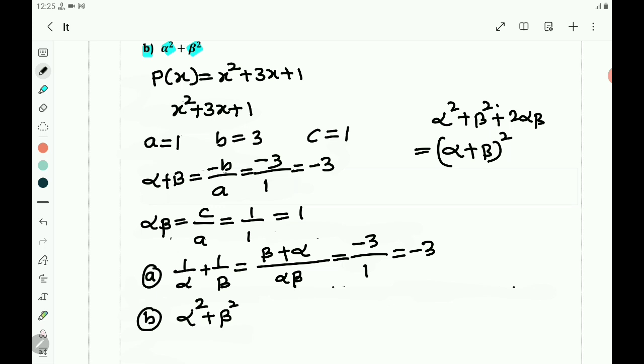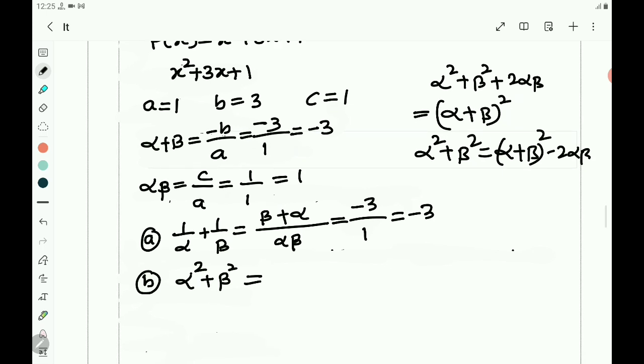That becomes, what is remaining in the LHS? Alpha square plus beta square is equals to what? This minus this. That is alpha plus beta whole square minus 2 alpha beta. Therefore you write alpha square plus beta square is equals to alpha plus beta whole square minus 2 alpha beta.